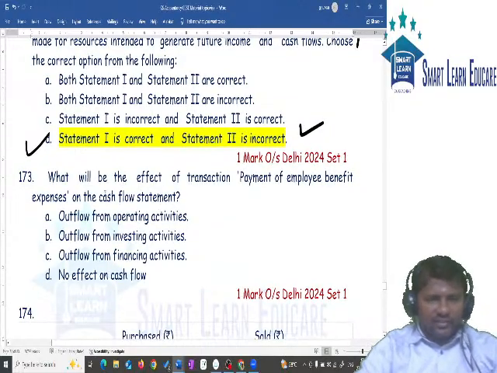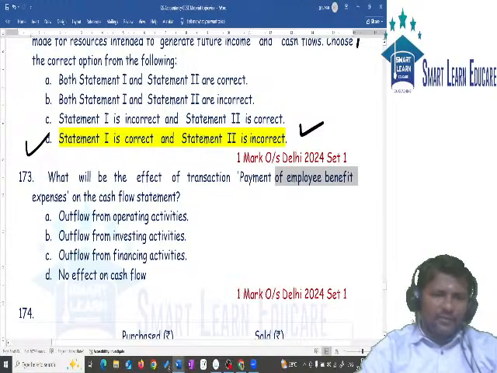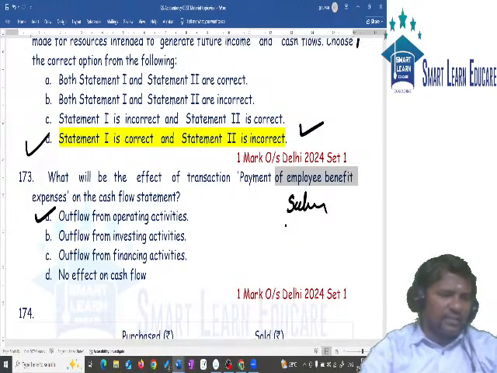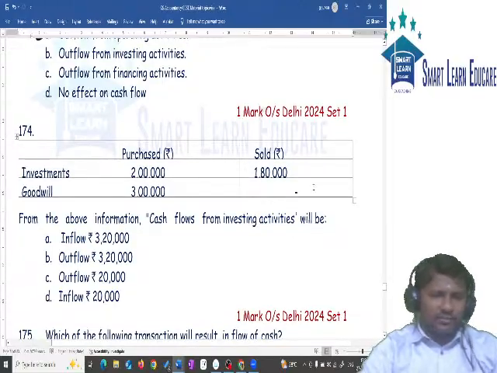Okay, next, what is the effect of the transaction payment made to employee benefit? Nothing but salary paid. Salary paid will come under what category? It is operating activity. Salary paid will come under operating activity.